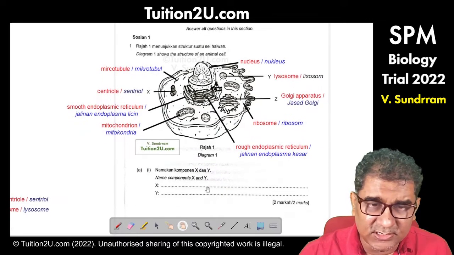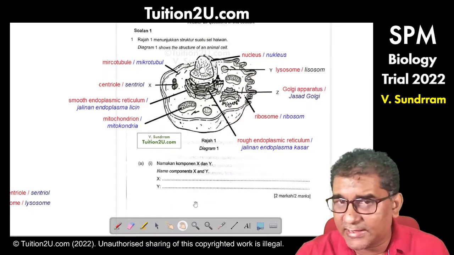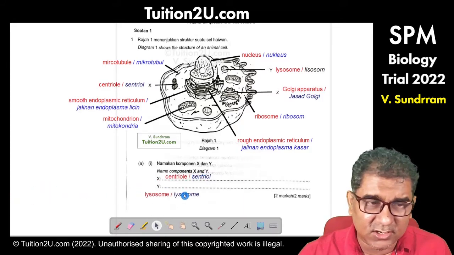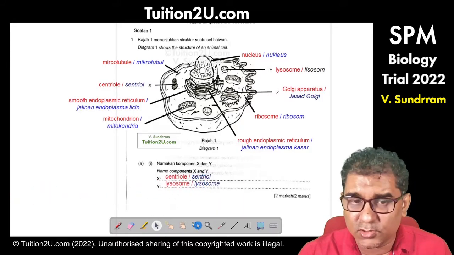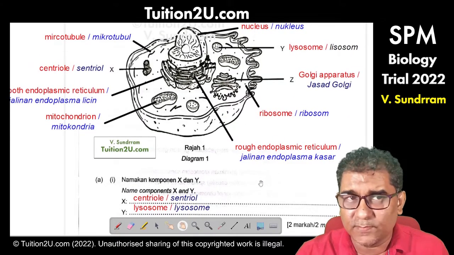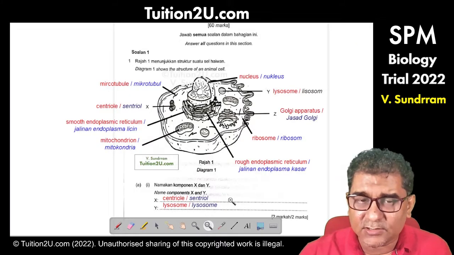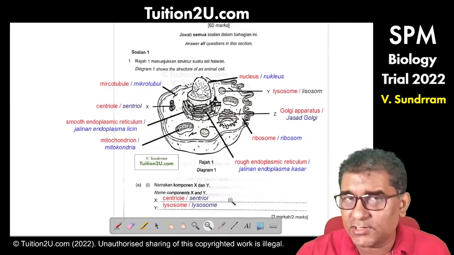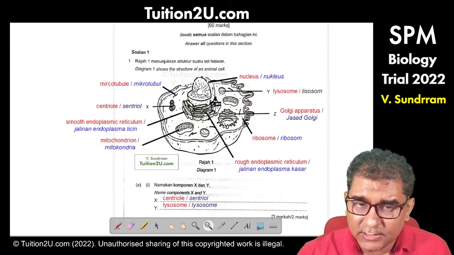So the first question here asks us to identify X and Y. We already identified them earlier. X is the centriole, Y is the lysosome. So that's considered easy, 2 marks for us. Quite easy. Any other component they ask also, you should be able to answer. But here they're asking you for centriole and lysosome. So that's 2 marks.